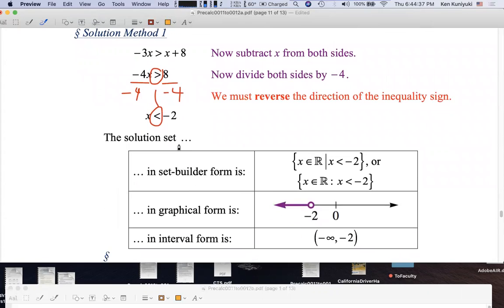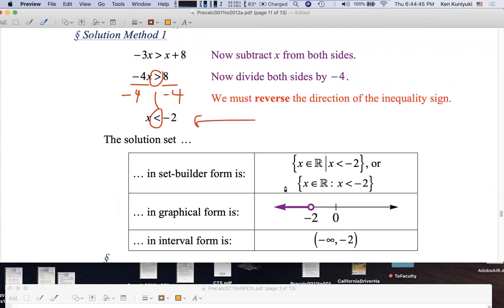And then to write down the solution set, we want the set of all x in the reals such that x < -2. So the solution set consists of infinitely many real numbers. Here's the graph, all real numbers less than -2. Here's the interval form.